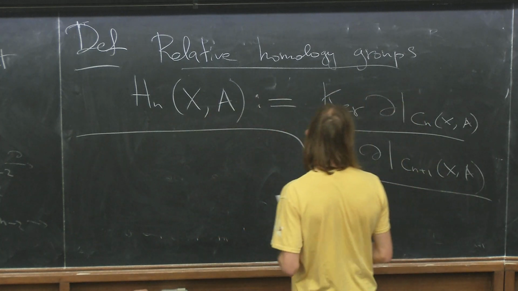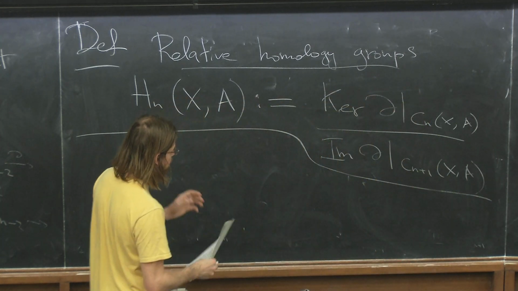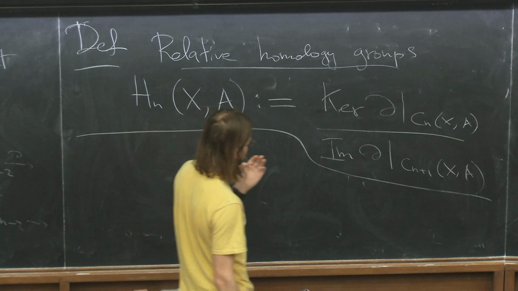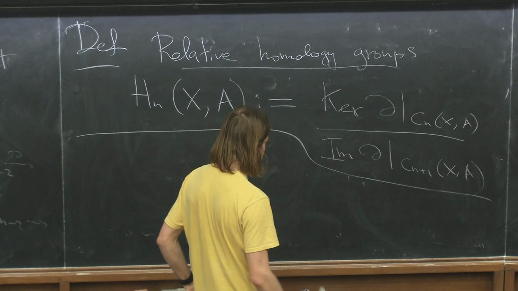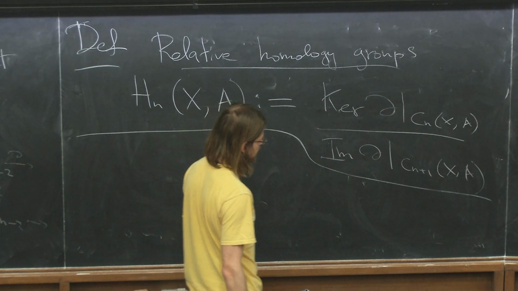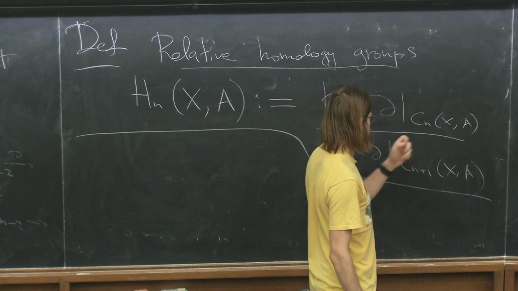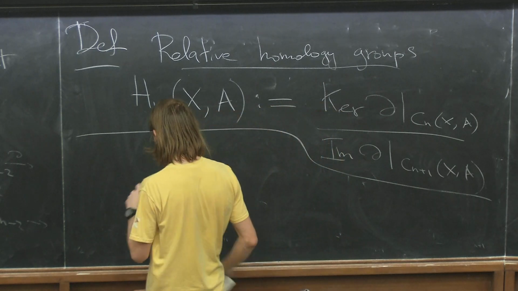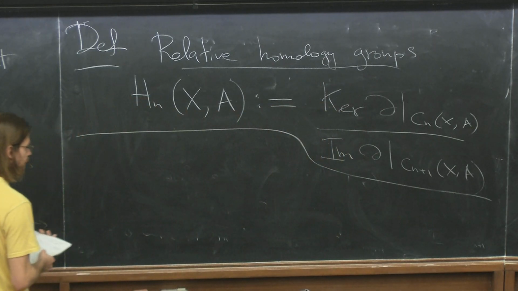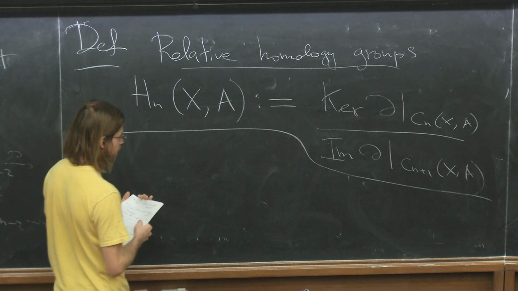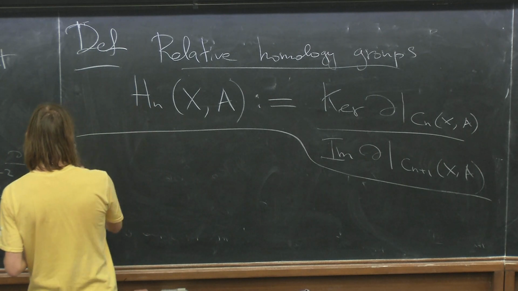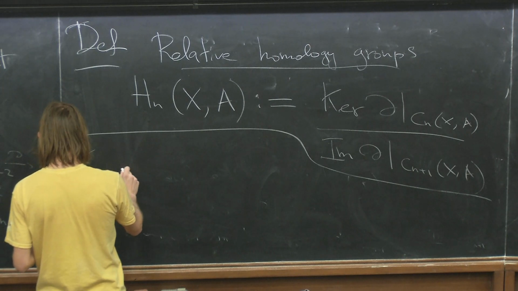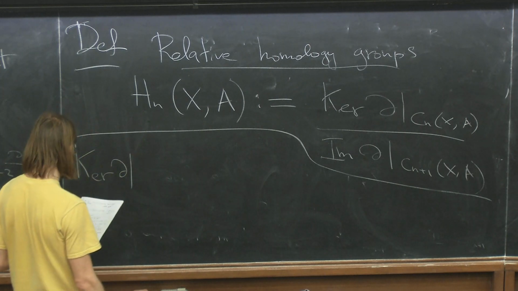One can more explicitly describe what the elements in this kernel and in the image are, in terms of representatives of these elements in X comma A, in particular the kernel which we have in the numerator.